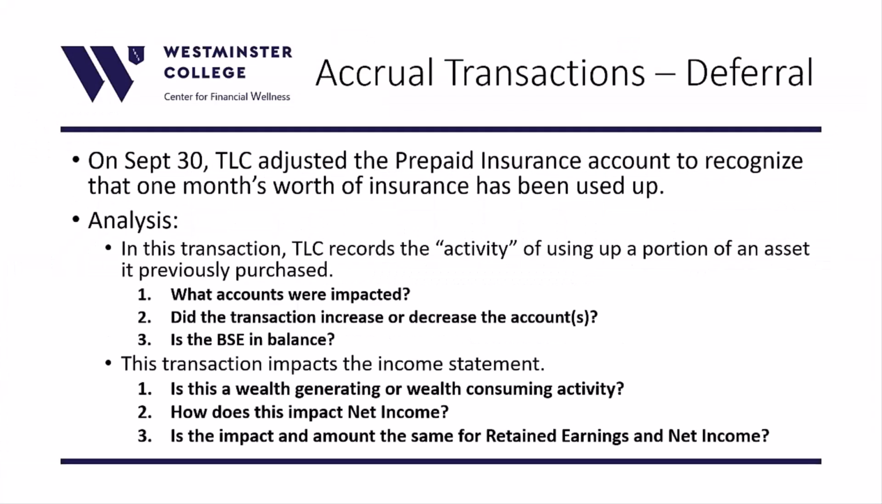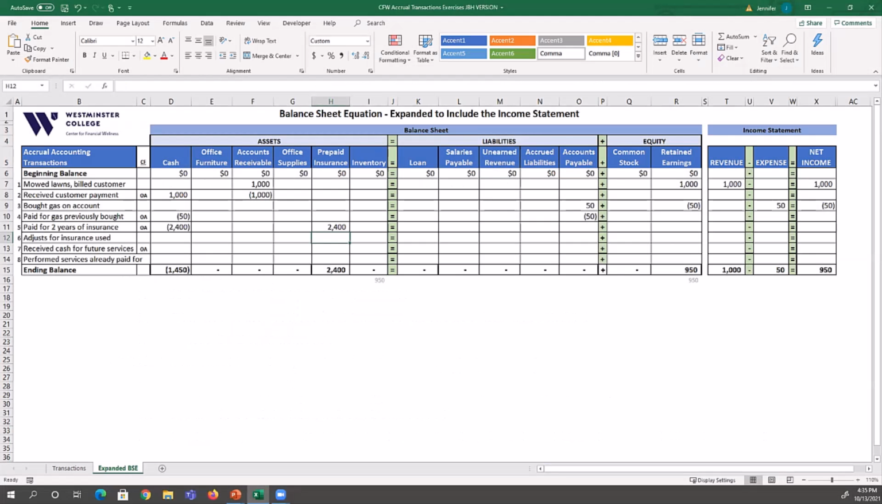On September 30th, TLC adjusted the prepaid insurance account to recognize that 1 month's worth of insurance has been used up. All right, let's go to our balance sheet equation. All right, so TLC is recording the activity of using up a portion of an asset that it previously purchased. So the activity really is just the passage of time, isn't it? But you can understand that as time passes, the prepaid insurance asset is getting used up.